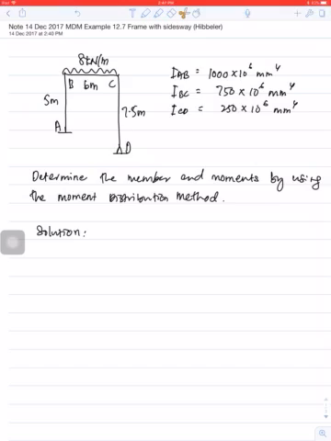So the question is given as shown. This is the frame, a side sway frame. This is a side sway frame due to unsymmetrical condition. So the frame will side sway, and we assume the frame is side sway to the right side.